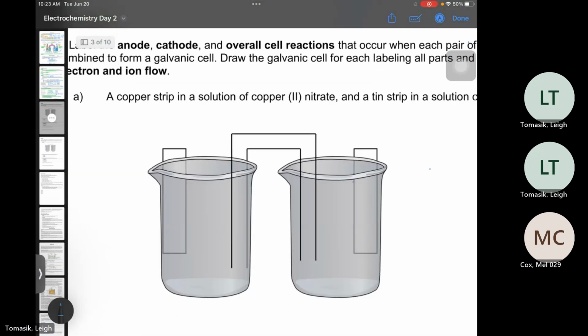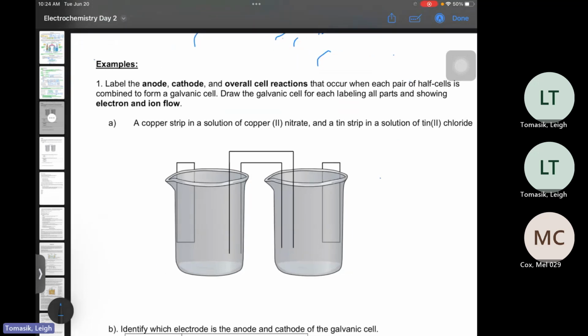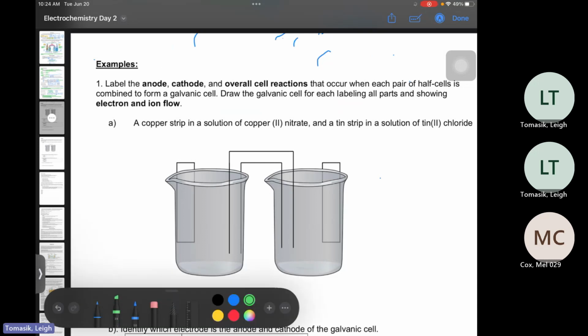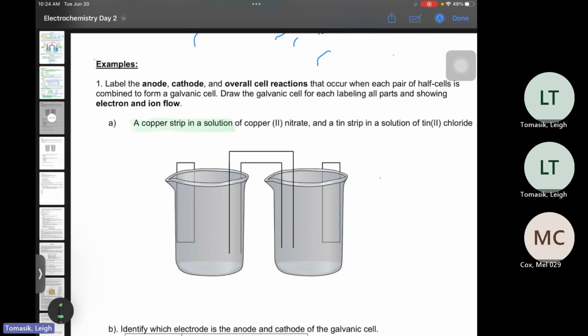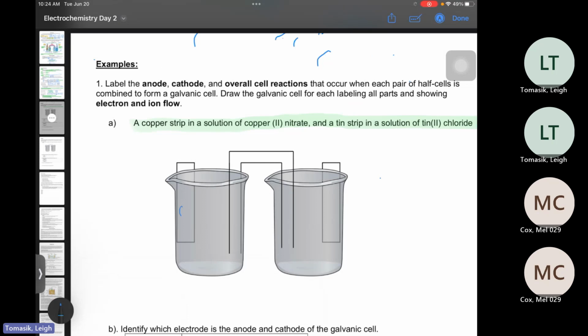So going down here, we have an example. We're going to practice drawing and calculating batteries. And this is going to be your last assignment in the course. It says that we have a battery that consists of a copper strip in copper 2 nitrate and a tin strip in tin 2 chloride. So one of these strips is copper and the other one is tin.